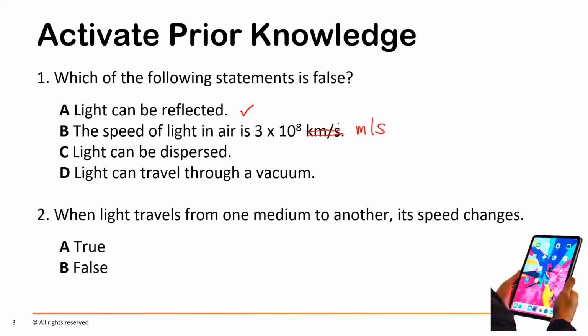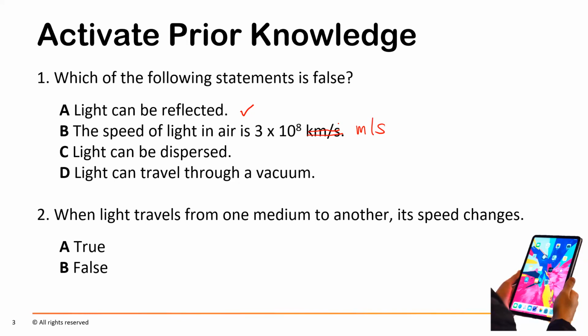This value of 3 times 10 to the power 8, you need to memorize it. It's the speed of light in vacuum and in air. We say that it's the fastest possible speed for any object in the universe. And we know that light can be dispersed, they can spread out, and light can travel through a vacuum. If light cannot travel through a vacuum, then the light energy from the sun will be unable to reach the earth, and the earth will always be dark.